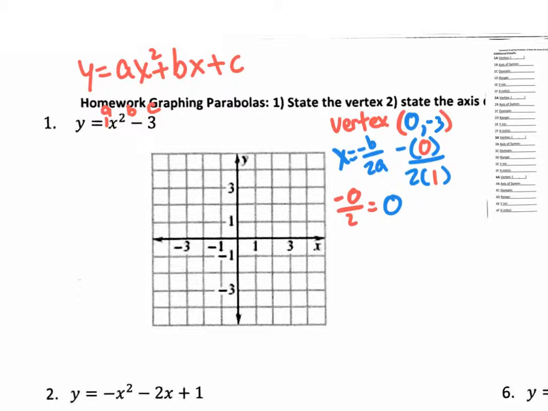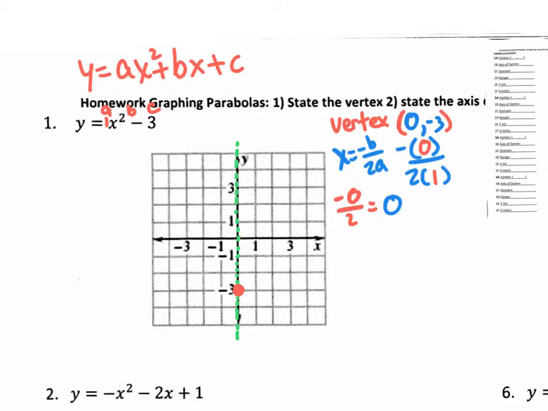Let's graph that most important point. 0 on the x, -3 on the y. Here it is. Put a big fat dot right there. And what's step 2 on graphing parabolas? Your axis of symmetry. Right there it says step 2, draw your axis of symmetry, which is a vertical line going right through that vertex. It's kind of unnecessary here because the axis of symmetry happens to be the y-axis.